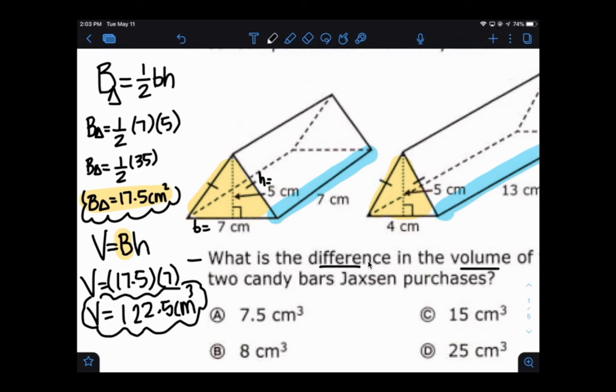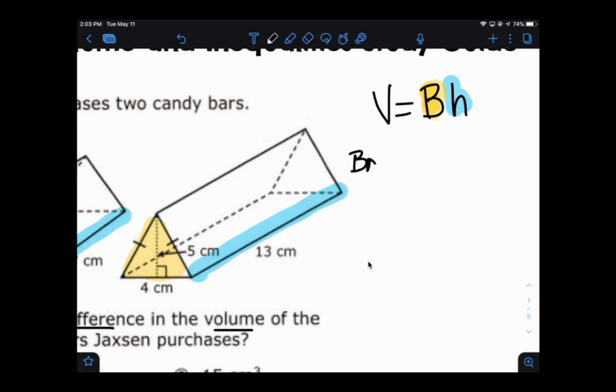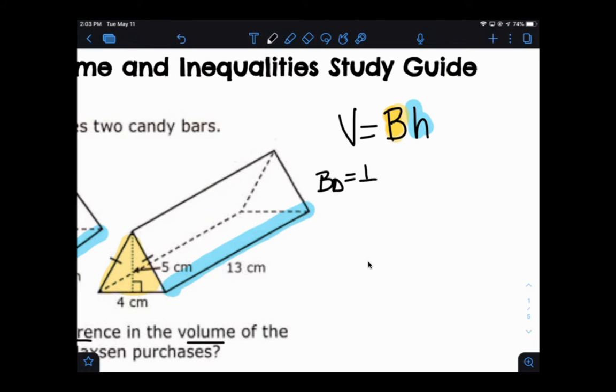Then it says, what's the difference? Which means we need to find the volume of the other triangular prism and then subtract them. So here we need to find the area of the base first, which in this case is going to be a triangle, right? And so area of the base is 1/2 the base times the height. So area of the base is 1/2 of 4 times 5. I can simplify the 4 here, then I have 2 and 1. So area of the base here, it'll be 2 times 5 is 10, 10 square centimeters, right?